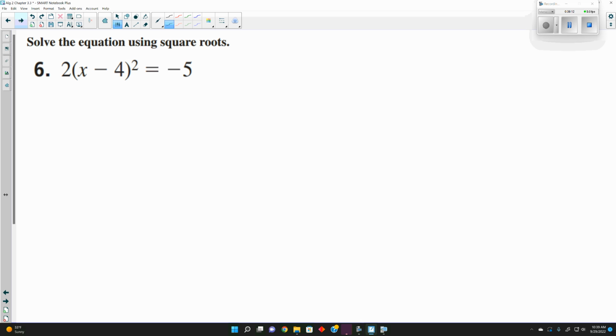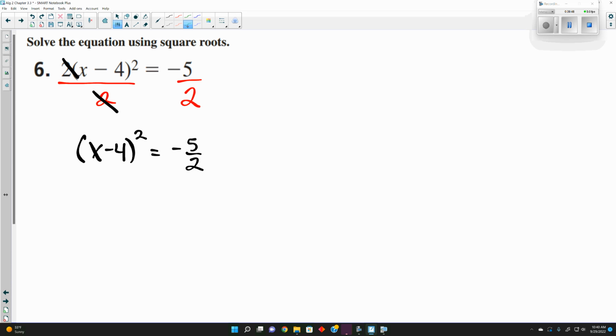Let's look at this one here, because this will be the last one we deal with square roots, and the last problem we look at today. The first thing we'll do is divide both sides by 2, because these will cancel, telling us that x minus 4 squared is equal to negative 5/2. So we good with this first step? Then what do we do next?